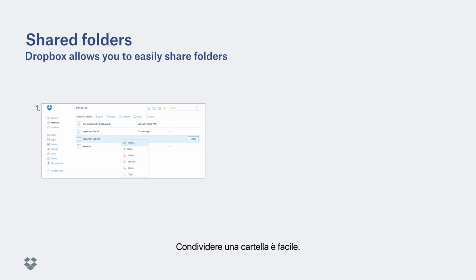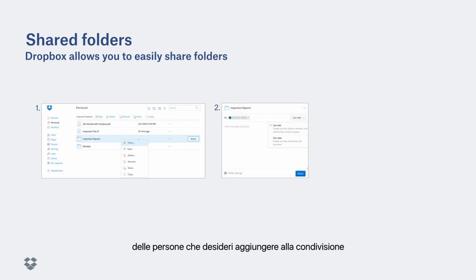Sharing a folder is easy. First, select a folder, right-click on it, and select Share. You can also click the Share button at the end of the folder's row. Next, type in the email address of the people you'd like to add to the share and click the Share button. If you're the owner of the share, you can change various settings.